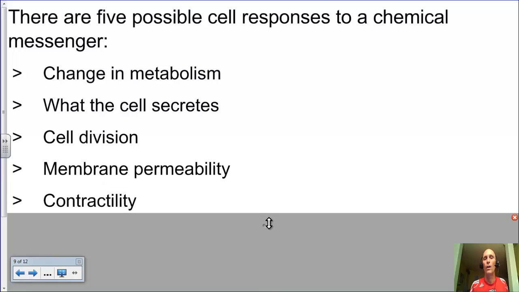And finally, what's called contractility, and that's when a nerve talks to a muscle and the muscle contracts. There's lots of other examples, but that's probably the simplest one for you to understand. Muscle contracts, that's going to cause movement, and that's going to allow you to raise my hand like I'm doing right now, or for my food to digest, or lots of other responses. Breathing could be a result of that as well. All right, so these are the 5 possible cell responses to a chemical messenger. Don't forget them. All right.